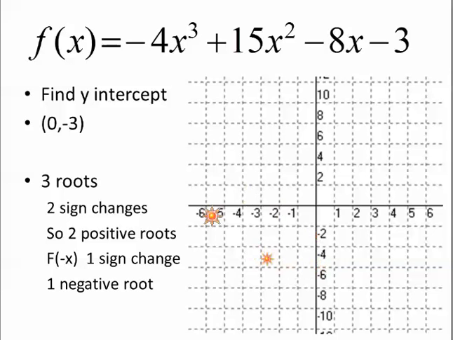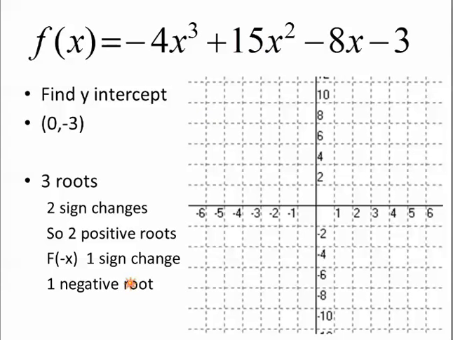Next thing I'm going to look at is my roots. If I remember from last time, it starts negative, it changes to positive. That's one sign change. It changes back to negative. That's two sign changes. That means we have two positive roots. So if I stick f of negative x in here, this one becomes a positive number, this one is a positive number, this one becomes a positive number, but this one's negative. So there is one negative root. Two positive roots, one negative root.